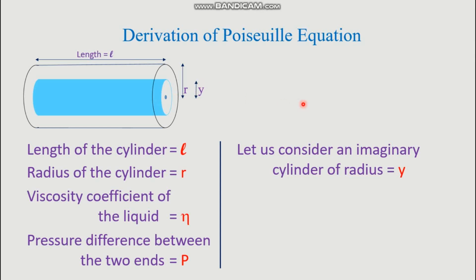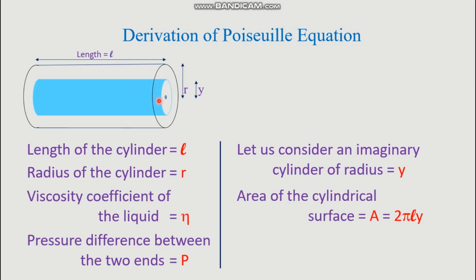Now this cylinder is allowed to move from left to right with velocity u. And this cylinder at this point has area of contact, which is actually the circumference of this circle times the length of the cylinder. So it is the area of the cylindrical surface, denoted as A. It is twice pi y into L, so twice pi L y.